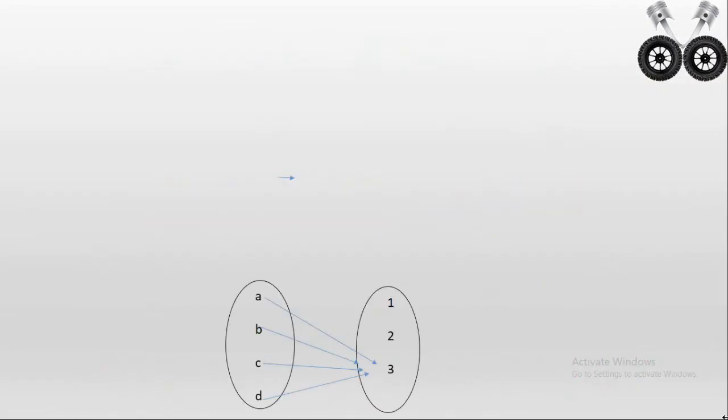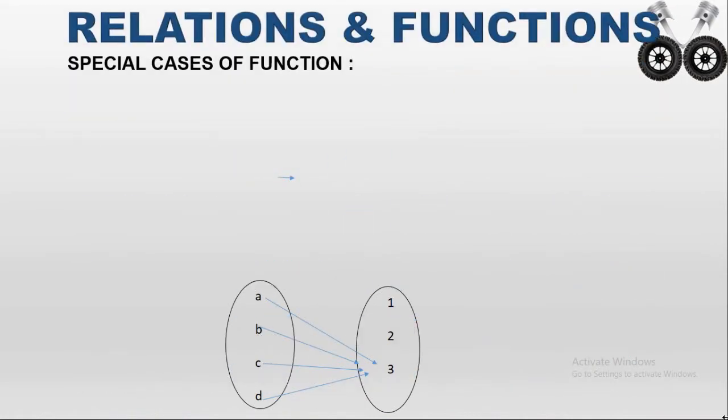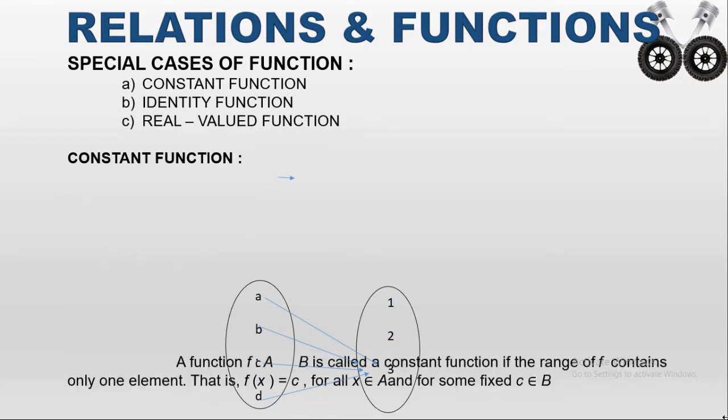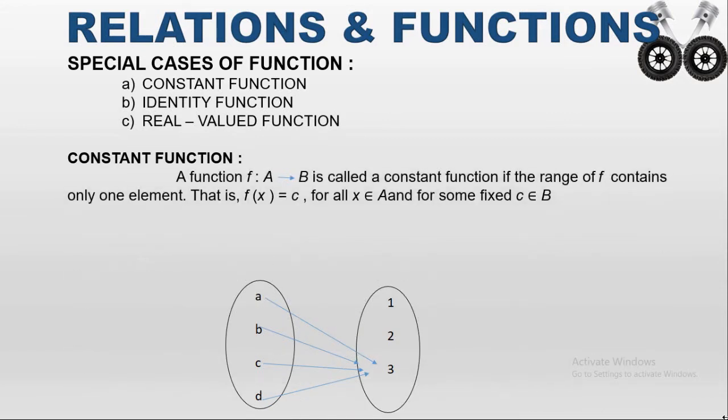Part 9, Special cases of functions. There are many special cases of function, but here we are going to see three special cases. The first one is a constant function, the second one is an identity function, and the third one is a real valued function. First we will see what a constant function is.